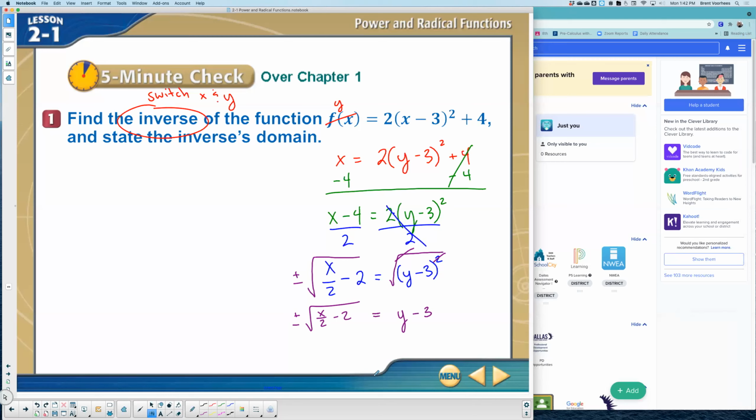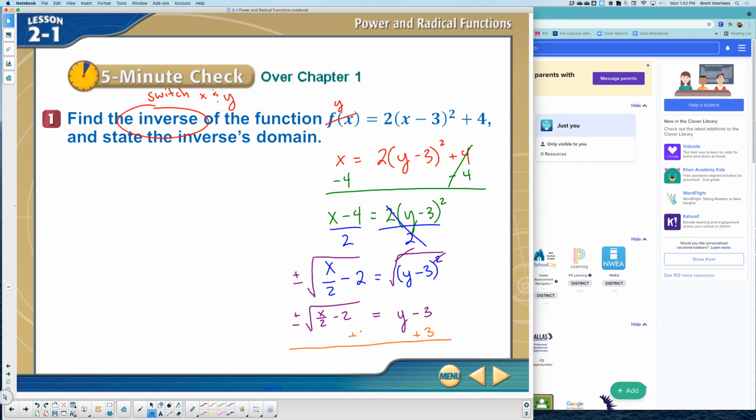Last step to get y isolated. Y is being subtracted by 3. We'll add 3. Okay, so note this subtracting 3. Is that subtracting 3 inside a square root over on this side of the equation? No. So when I add 3, I'm not adding it inside a square root over here. Why do I point that out? If I want to keep this equation equal, when I add 3 to the left side, would I add the 3 inside the square root or outside the square root? Outside, because I have to keep it equal.